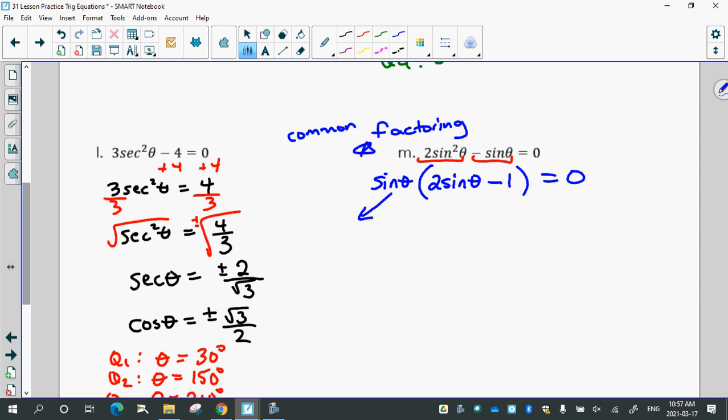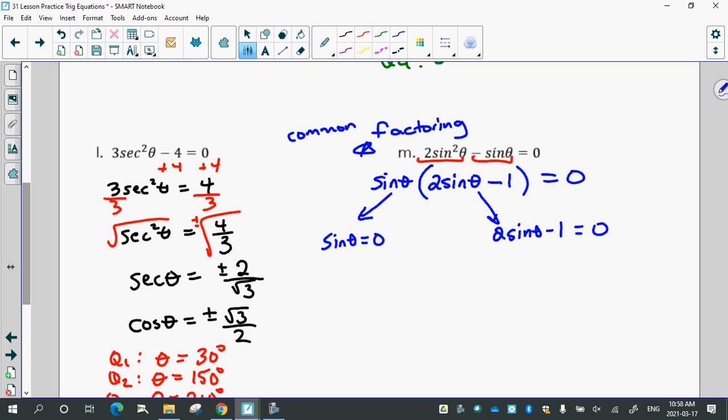So this is where we do our little arrows. So either sine theta has to equal 0, or 2 sine theta minus 1 has to equal 0. So you created kind of 2 little mini questions.